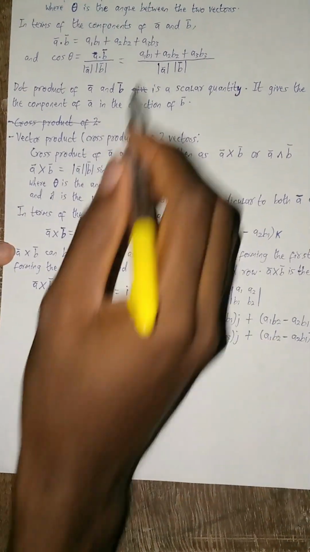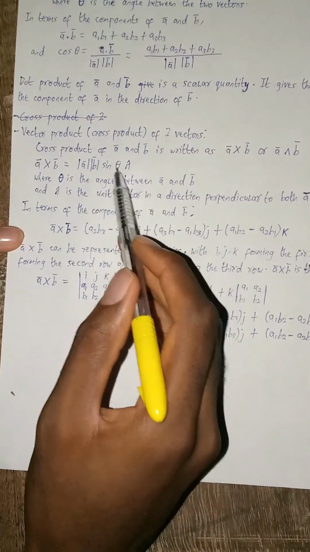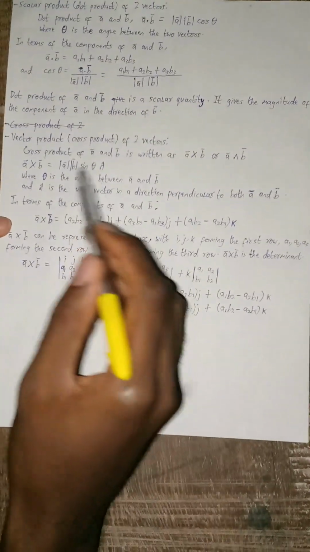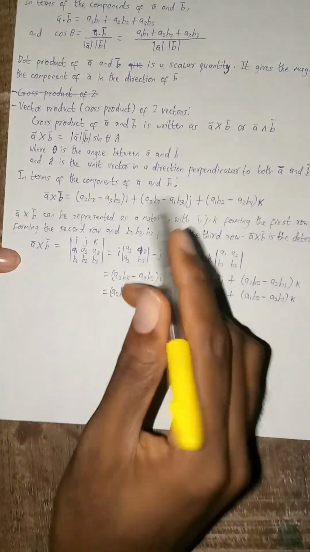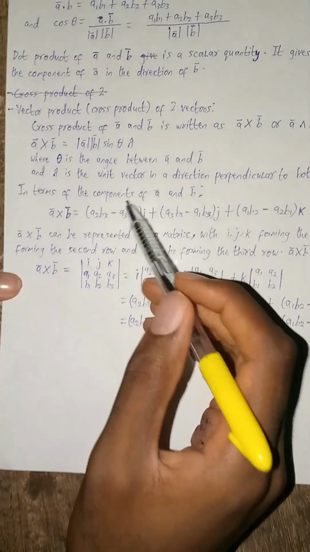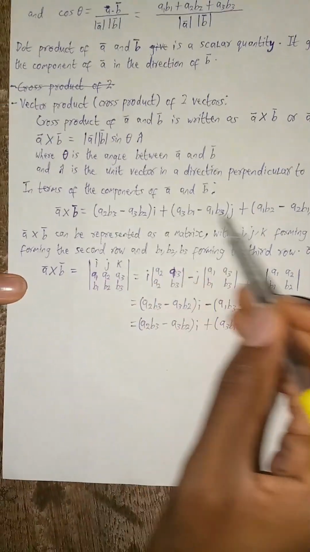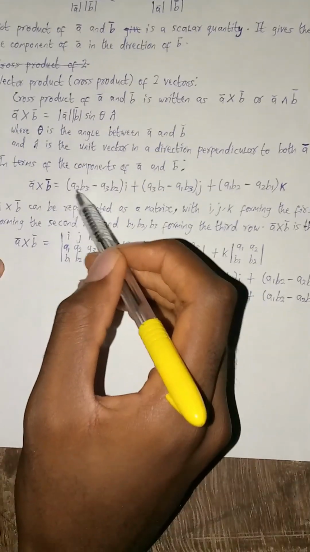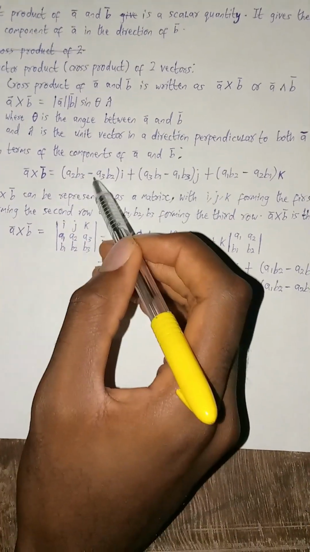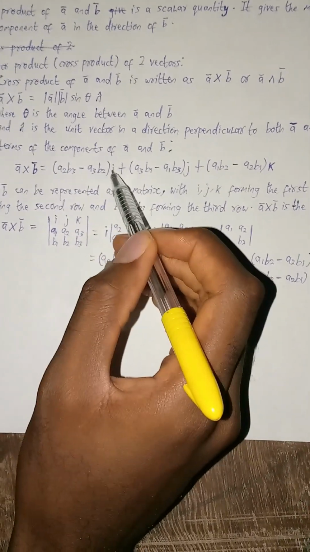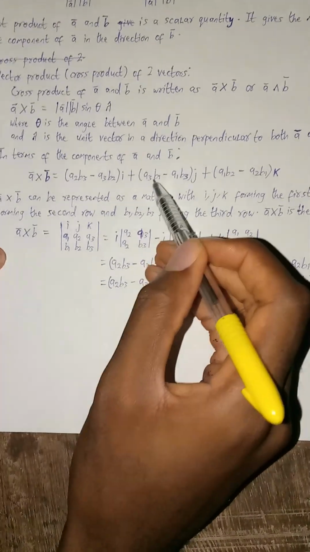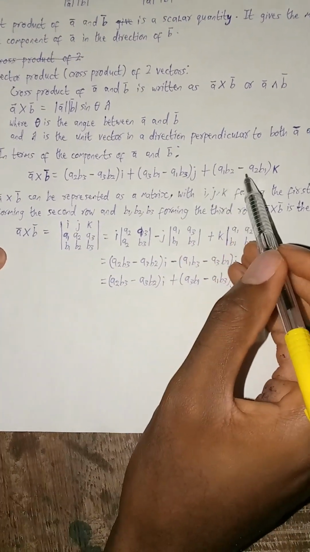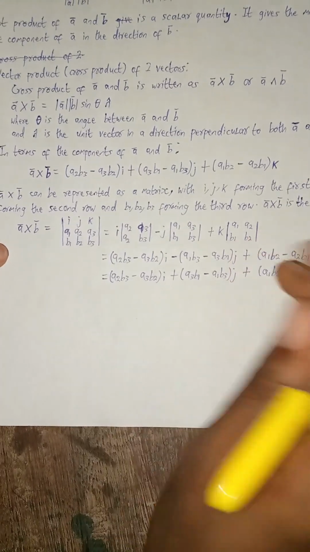Now, just like before, most times you won't be given this theta, and you also won't be given this. So how do you find the cross product? It can also be written in terms of its components. This is a formula for the cross product. A cross B is equal to A2B3 minus A3B2 times I, plus A3B1 minus A1B3 times J, plus A1B2 minus A2B1 times K.